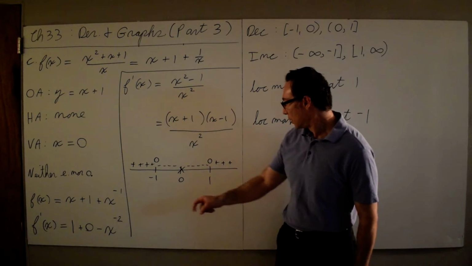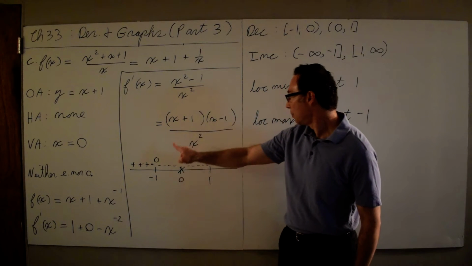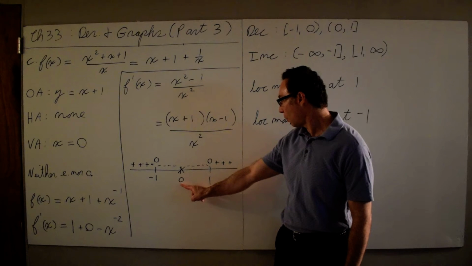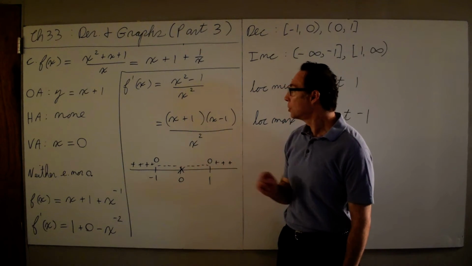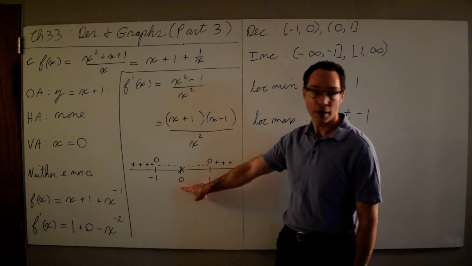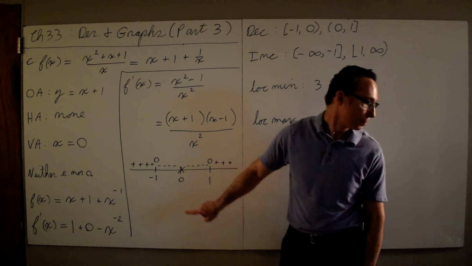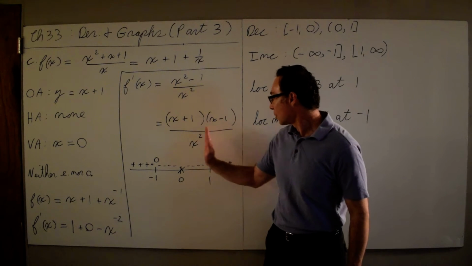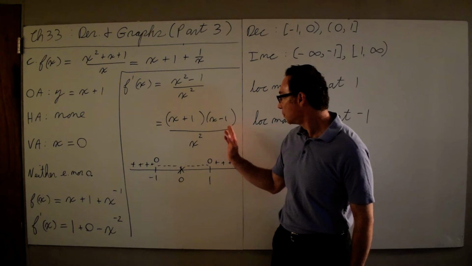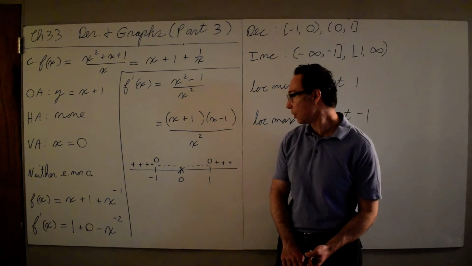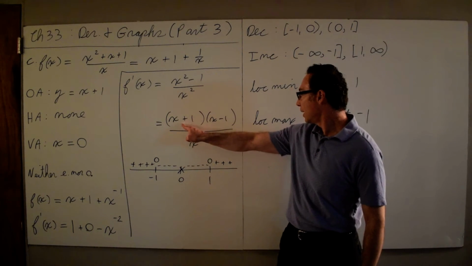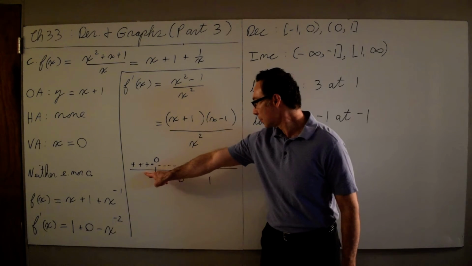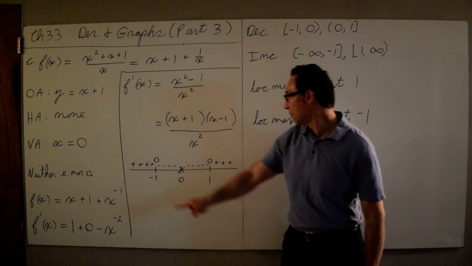Now, we put negative 1 in the sign chart because it's a critical number. We put 1 in the sign chart because it's a critical number. We put 0 on the sign chart. It's not a critical number, but it's a place where the function doesn't exist. It's a place where we have a vertical asymptote. And so we look at our sign chart. When x is very, very small, negative 3, negative 4, negative 6 trillion, we have a negative times a negative, which is positive, divided by x squared, which is positive. So we have positive numbers here.